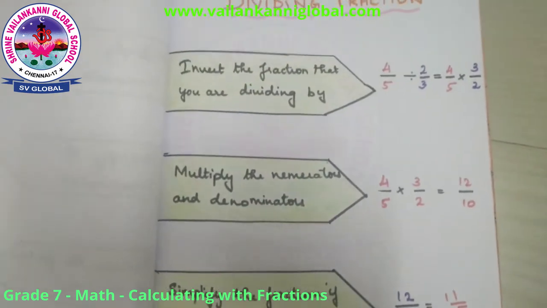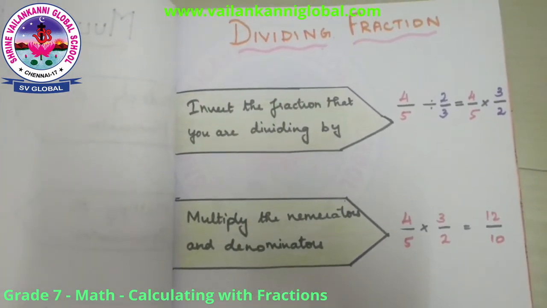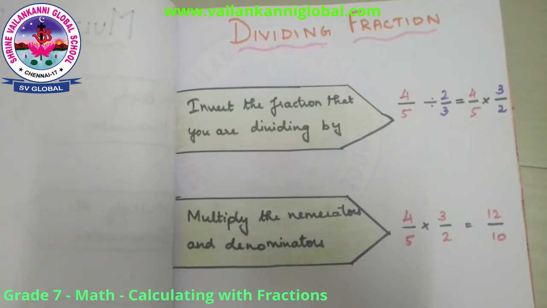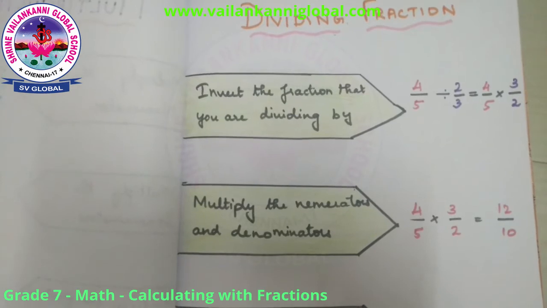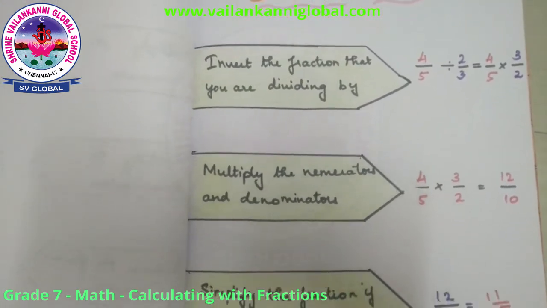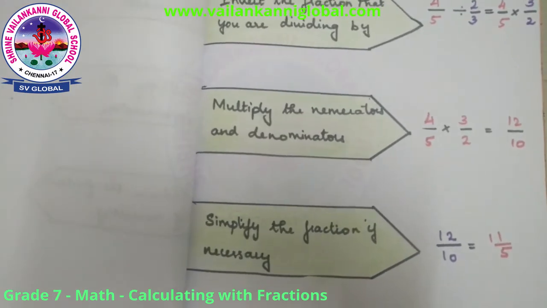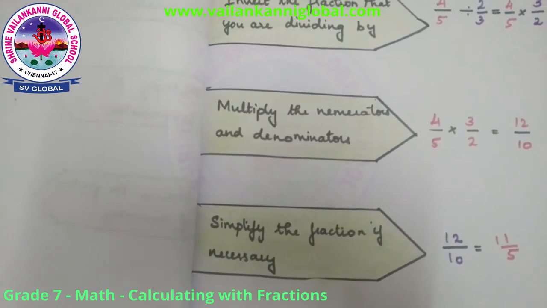I am repeating again. To divide a fraction, first invert the fraction that you are dividing by, that is the second fraction. You need to take the reciprocal of it, and multiply the numerators and multiply the denominators. And if you can simplify, you can simplify and get the answer as a mixed number.